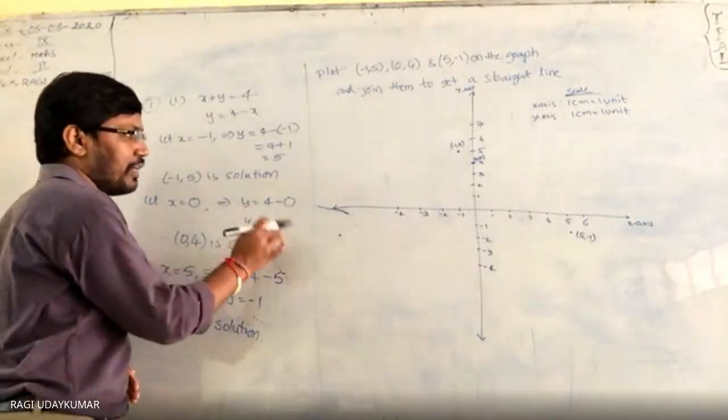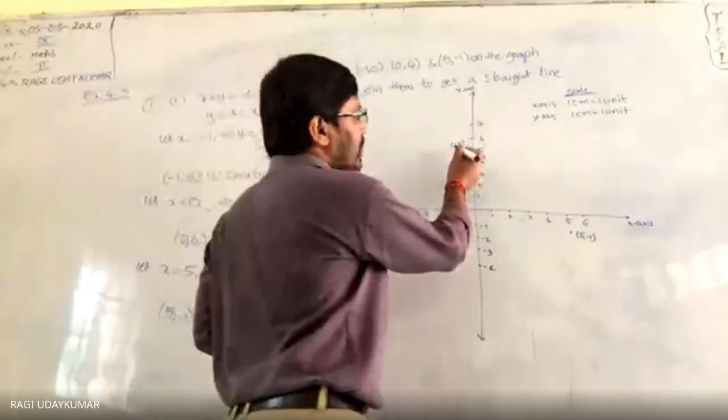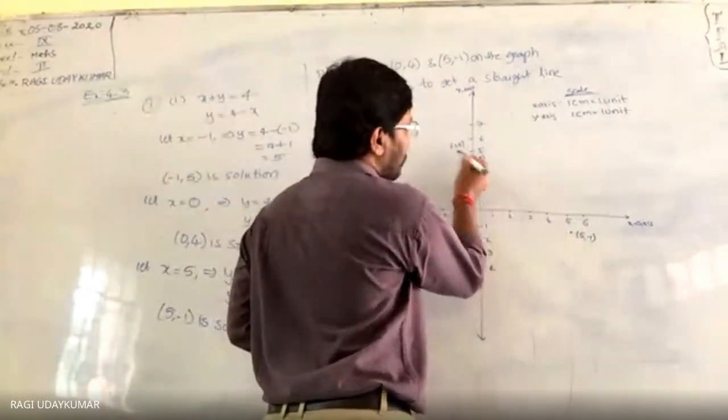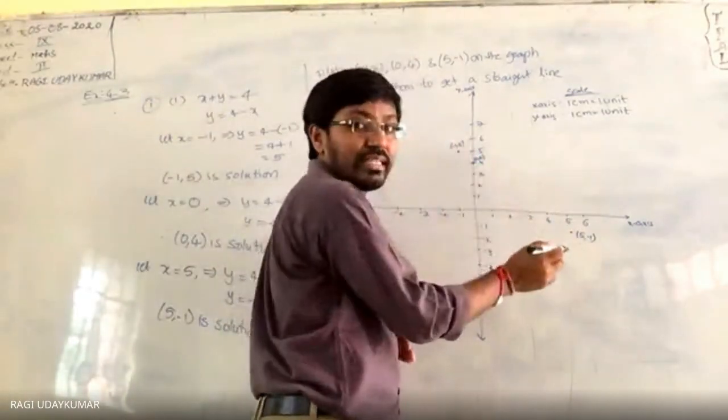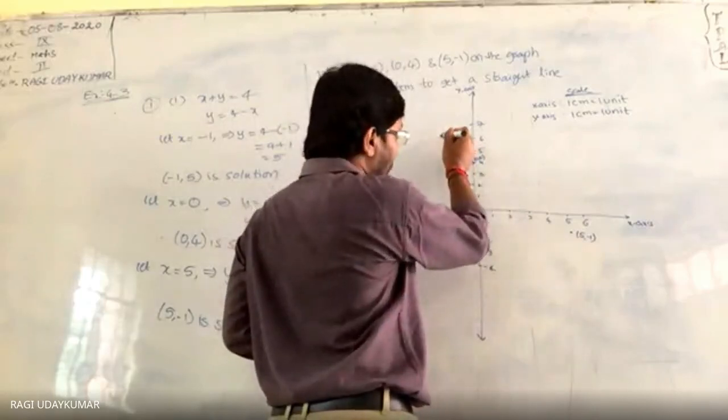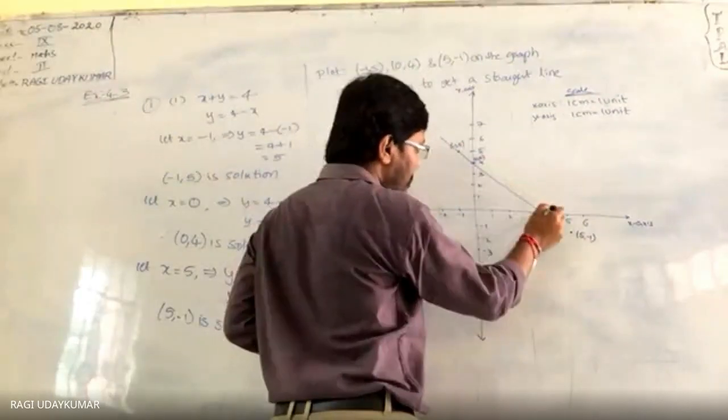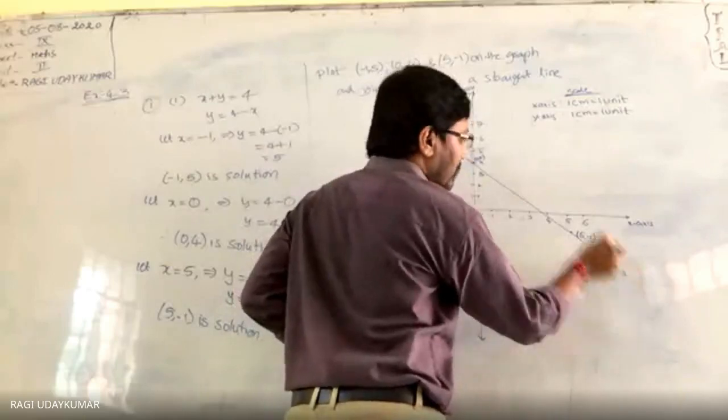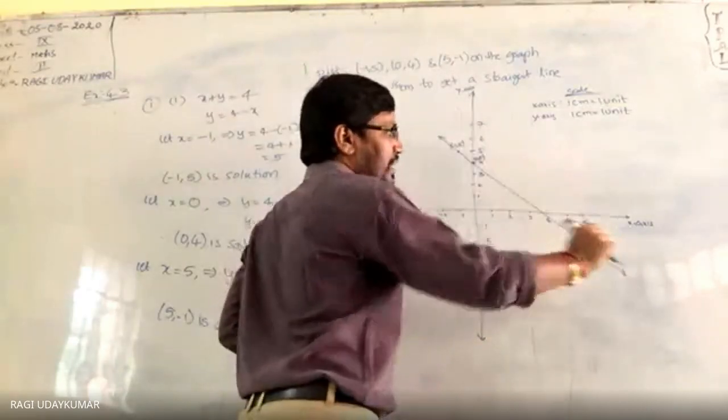See here, these points, here 1 point, here 1 point, here 1 point. ये तीनों को join करो either using the scale, if you are having the correct graph, if you are taking with the correct measurements.